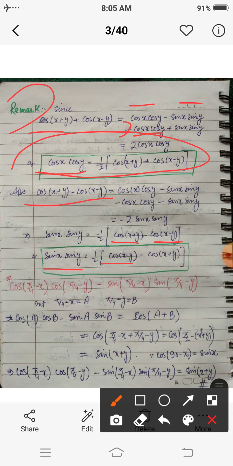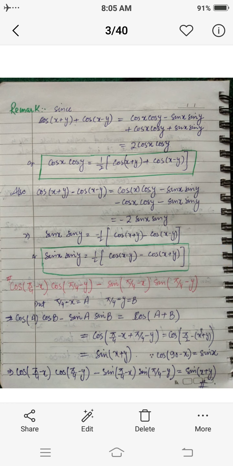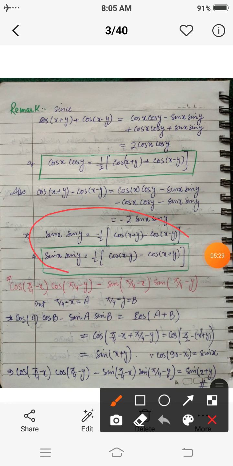So it is simply cos x cos y is 1 upon 2 [cos(x plus y) plus cos(x minus y)], while sin x sin y is 1 upon 2 [cos(x minus y) minus cos(x plus y)].